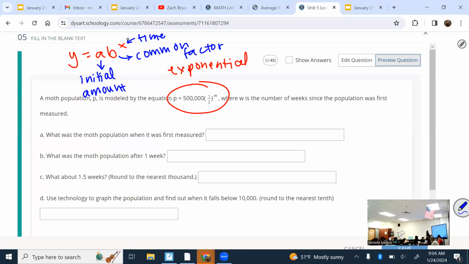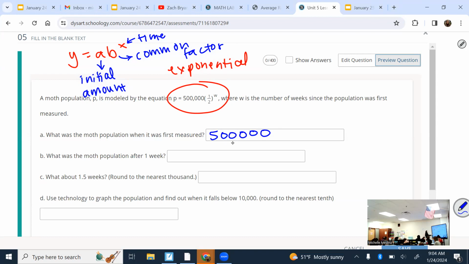So what was the moth population when it was first measured then? 500,000, because it's the number that's not attached to the exponent. So that has to be my initial amount. I wouldn't put the comma, just because on like your state testing, I feel like they don't do that. And in general, when you put a number in the calculator, you don't put the comma. It shouldn't matter if you did. It won't mark it wrong because we set it up to where it takes both answers, but I just wouldn't put it moving forward.